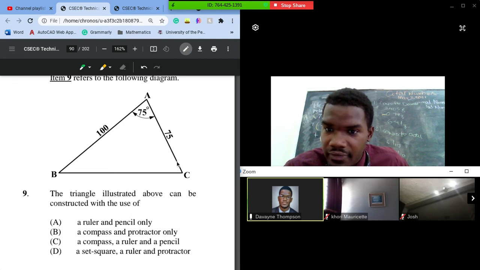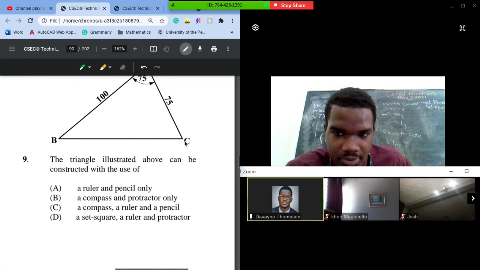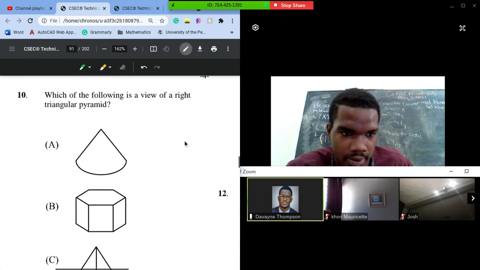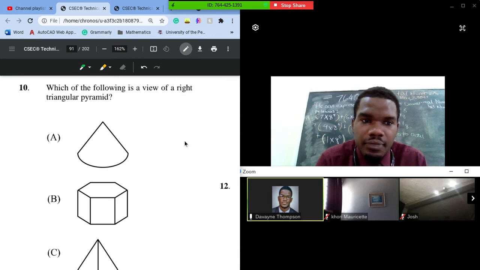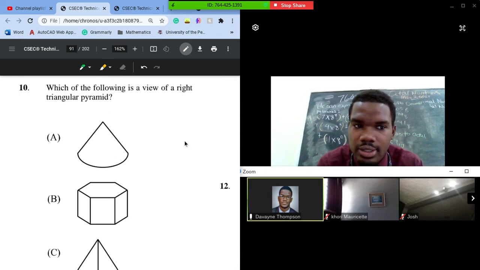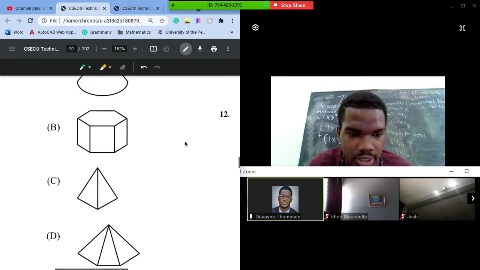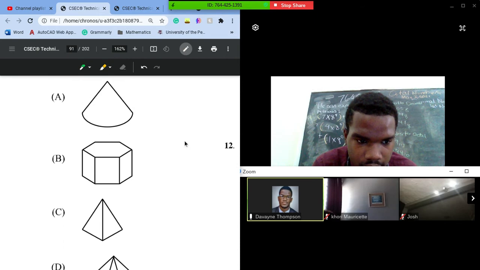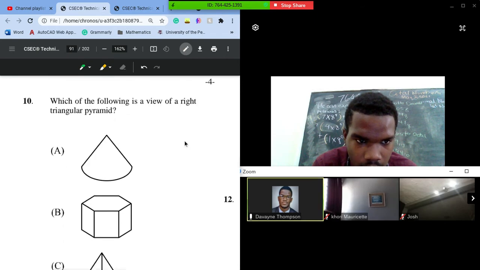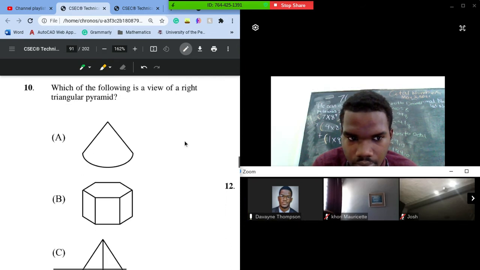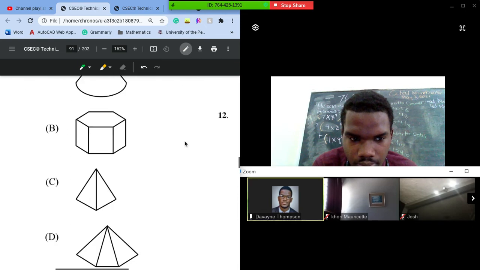In fact, that's the very first thing you learn to do, to construct triangles using just a compass, a ruler and a pencil. Alright. 10. Which of the following views shows a right triangular pyramid? Zachary. Right triangular pyramid. Is it? Going back into the question, which line is your right triangular pyramid going down?